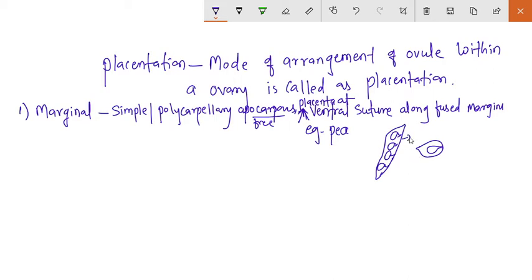It is the ventral suture, and it is the dorsal suture. Okay, and the placenta represents. So here is only a single locule. This part, empty space, is known as the locule. Okay, so the unilocular condition is here. Unilocular, and the placenta is present at the margin. Okay, then the second, that is the axial placentation.